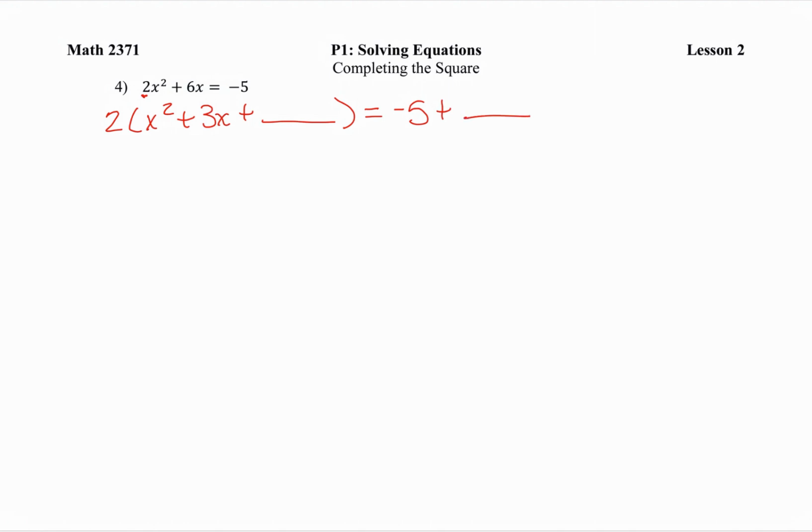All right. So now we're going to do what is half of 3 squared. And that's what we're going to add right here. So we want half of 3 squared. Well, that's going to be 3/2 squared, which is going to be 9/4. Now, I'm going to ask a question. Did we actually add 9/4?